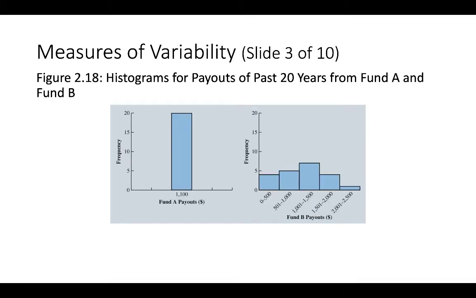So this histogram shows the distribution for both funds. For Fund A, you basically have one bin, which is $1,100. And for Fund B, you can see different bins with different ranges of values.